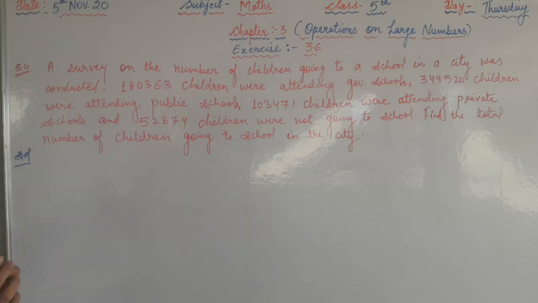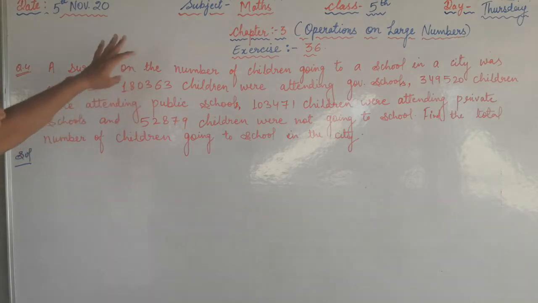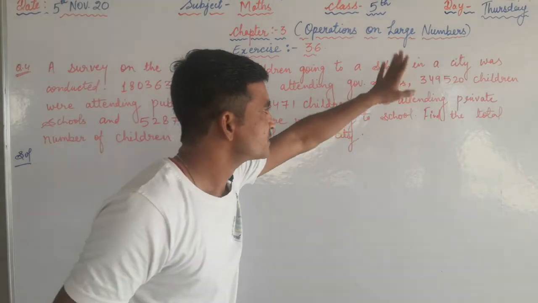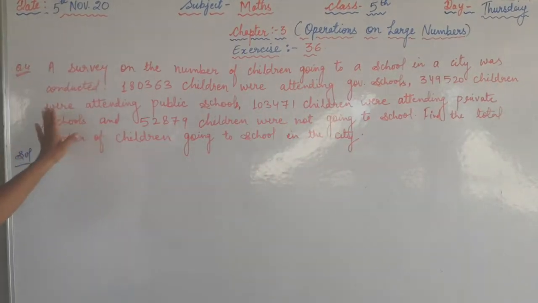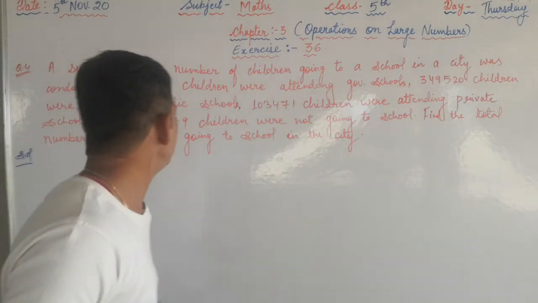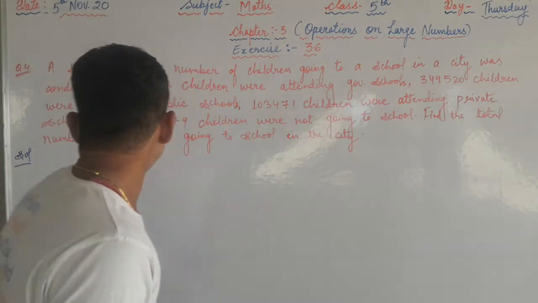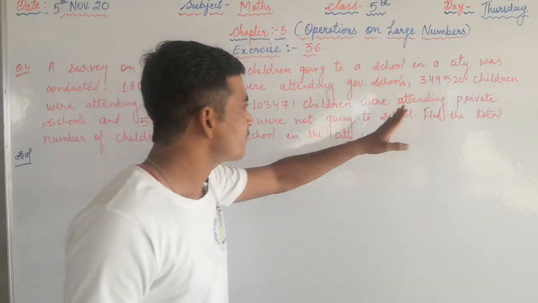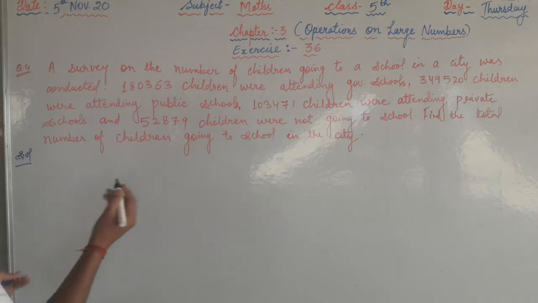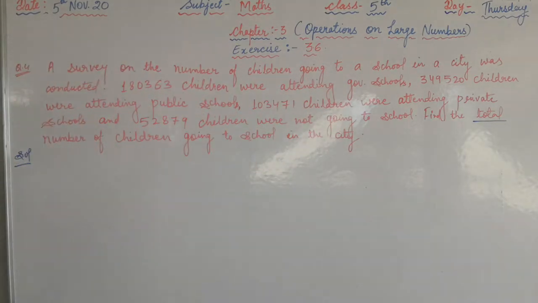Now see here, a survey was conducted in a city in which this data of these number of children were attending government schools and these number of students attending public schools, and this is the data of children who are attending private schools, and this number of children were not going to any kind of school. Find the total number of children going to school in the city. So what you have to do? Total. That means you have to add.